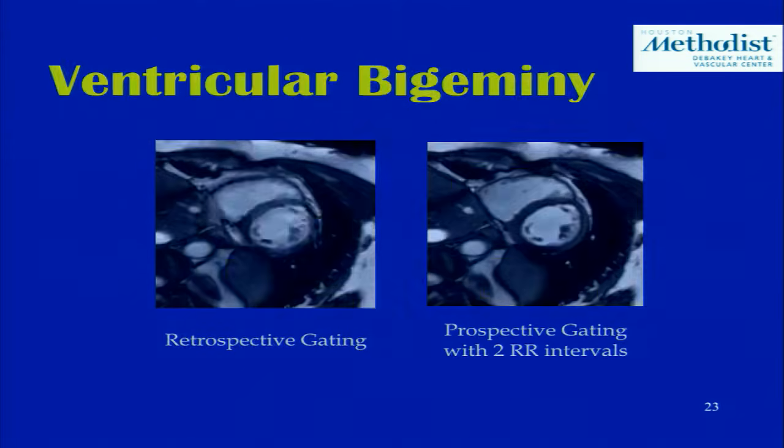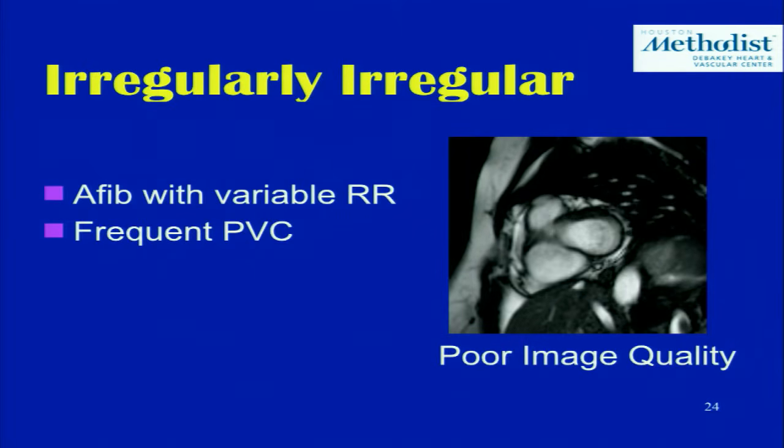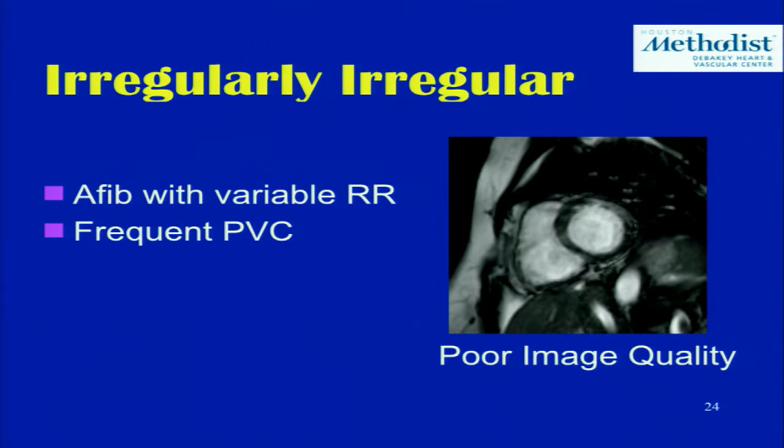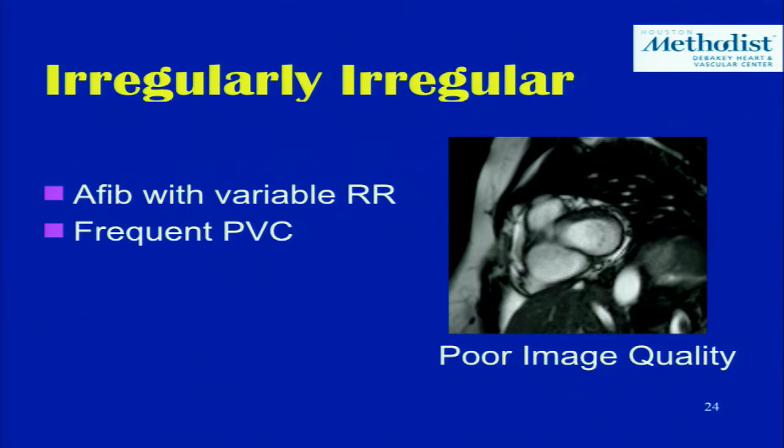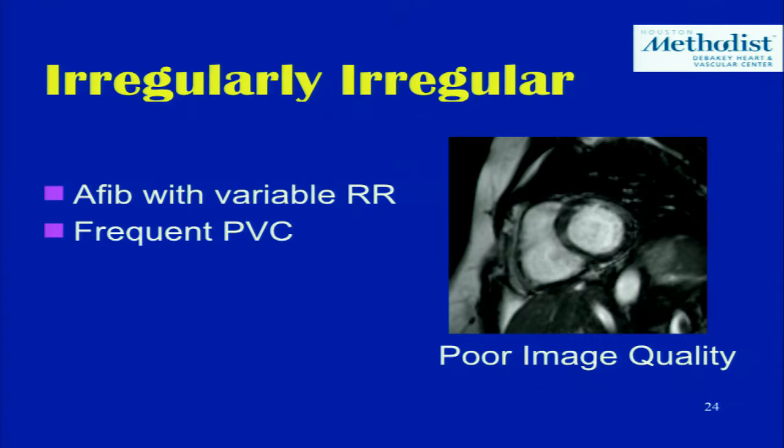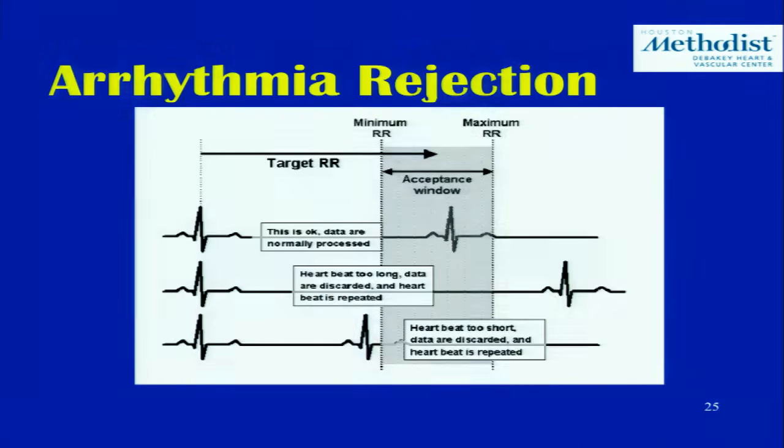The problem obviously is if it's irregularly irregular, such as AFib, or if I have frequent PVCs, that's not going to work. And I'm going to have poor image quality. So what can I do then? There are some tricks that you can apply then as well.